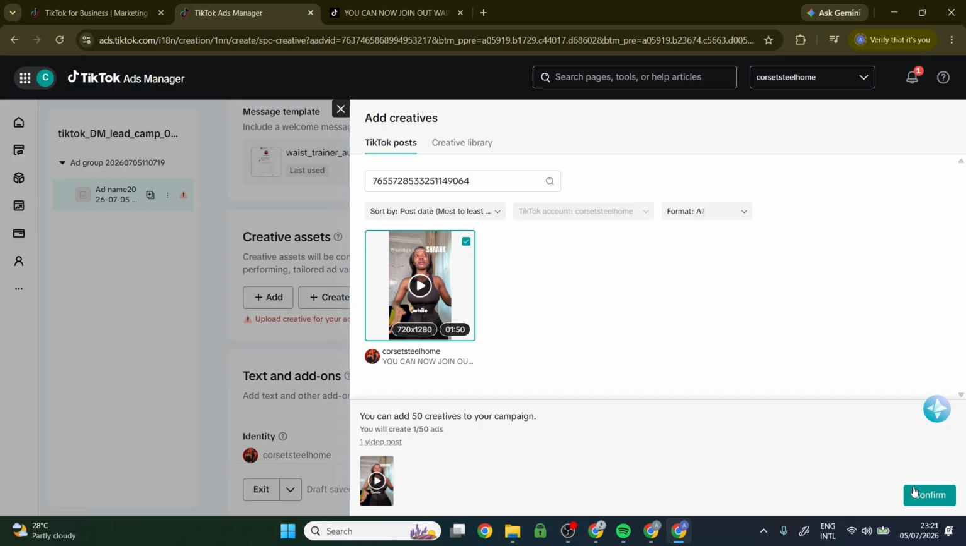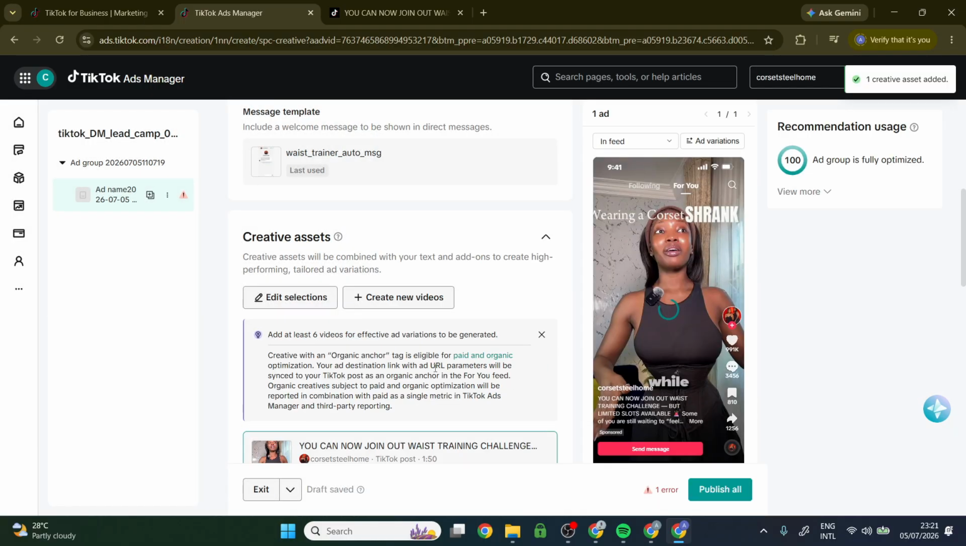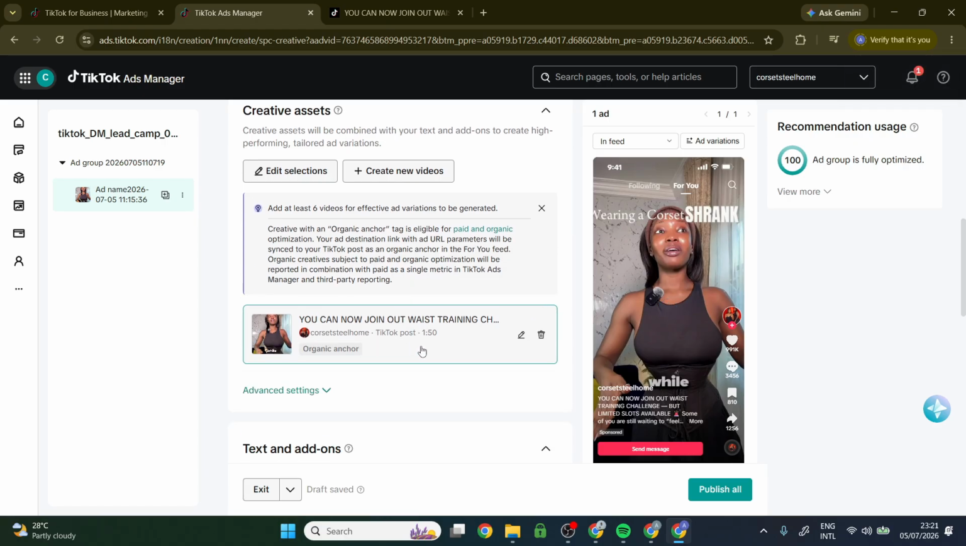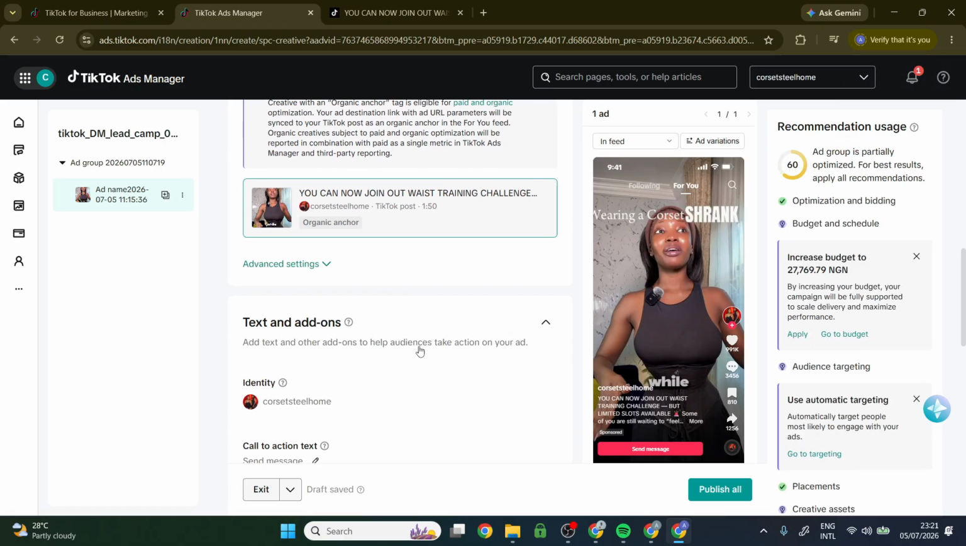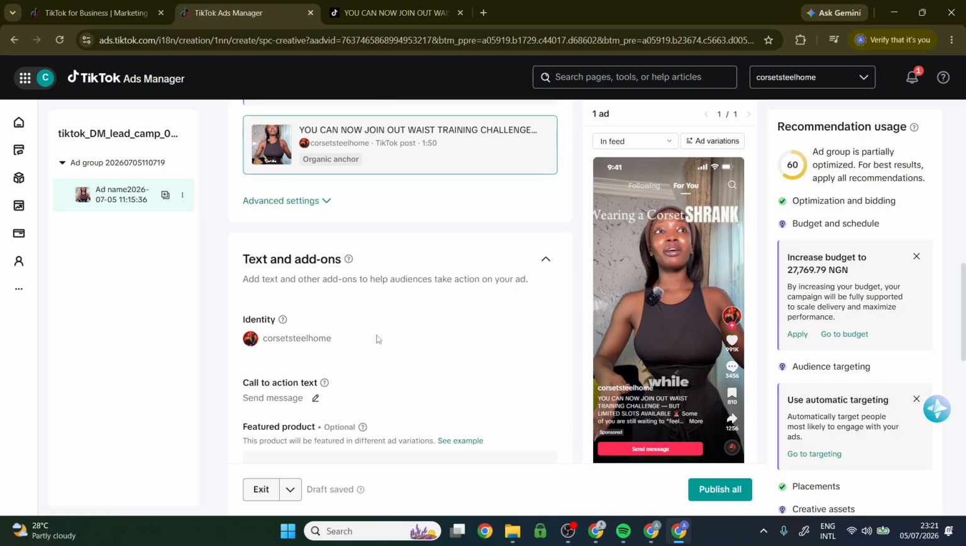So instead of wasting your time scrolling through several videos, not knowing when you are going to get to the exact video, or maybe even scrolling past the video sometimes, the best thing for you to do is just to grab the video ID. Once you grab the video ID, you will be able to locate that particular video that you intend to use for the ad.